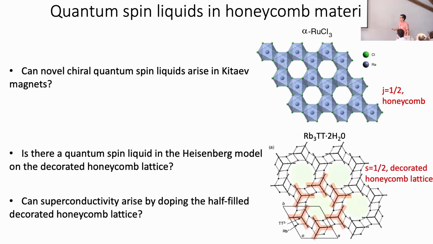And the second part, I'll discuss another material or another system, which is this rubidium TT2H2, which is a honeycomb molecular system. And I address the question whether in this system we may have a quantum spin liquid, and whether we could find superconductivity in this system by doping this.